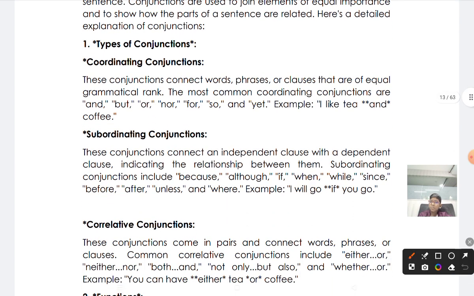So next, subordinating conjunctions. These conjunctions connect an independent clause with a dependent clause, indicating the relationship between them. Subordinating conjunctions include because, although, if, when, while, since, before, after, unless, and where. Example, I will go if you go.